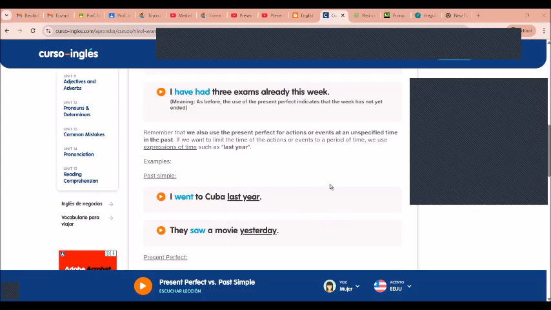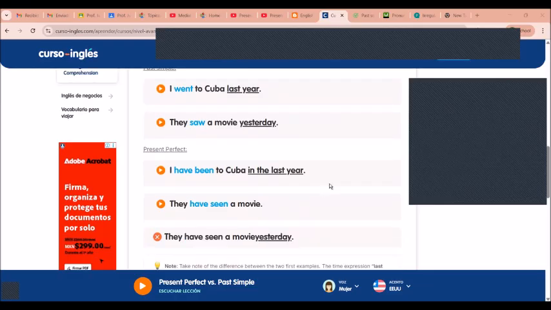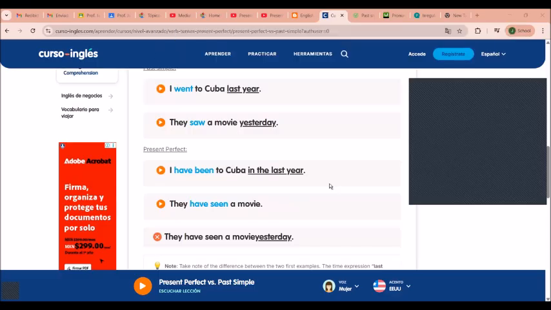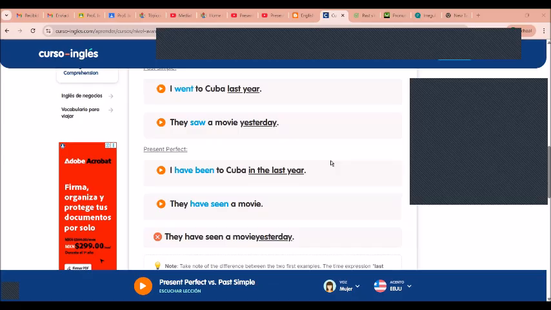With the present perfect, however, our goal is to identify an experience. Therefore, the time is included only as a reference because the actions are not necessarily completed at a specific point. Remember, the important thing is it is connected to our present from that past event. Miranda, help us with the examples for present perfect.